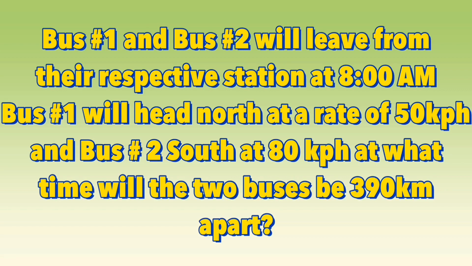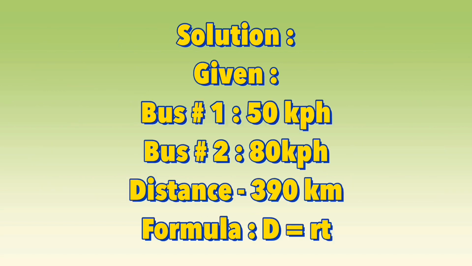Our solution. Given: bus number 1, the rate is 50 kilometers per hour. Bus number 2, the rate is 80 kilometers per hour. And the distance covered is 390 kilometers. Our formula, D equals RT. For the equation, we have D equals the distance of bus 1 plus the distance of bus 2. To solve the equation, we have D equals D, the first bus distance and the second bus distance.